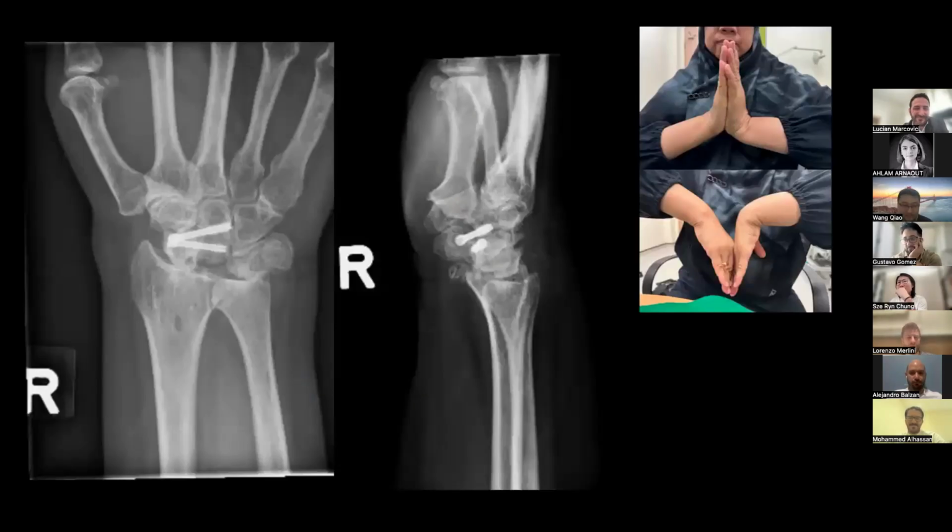But the X-ray, you can see that it is not so great. You can see that there is some ulnar translocation. The radioscaphoid joint space has reduced quite significantly. That's why when she had the pain back at about 3 months, I was very worried.